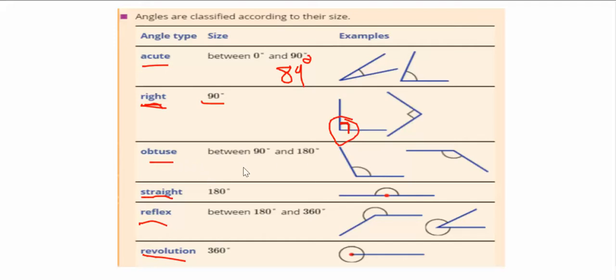Obtuse angles are between 90, again if you want to be precise, 91 and 179 degrees. Straight angle is 180. A reflex, again, let's be precise, is 181 to 359 if you want to be really accurate. Don't worry too much. If you say between 90 and 180, you'll be fine. Don't stress over it too much, just trying to be more precise. And revolution is 360 degrees, so make sure you pause the video and write those up.